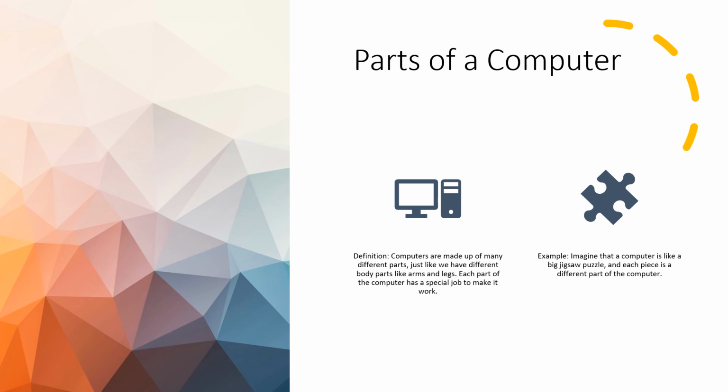Parts of a computer. Computers, just like us, have different parts that work together to make everything happen. Imagine a computer as a massive jigsaw puzzle, with each piece having a unique role. We have parts like the monitor, keyboard, mouse, CPU, central processing unit, memory, and storage, all of which play their own special role in making the computer work.